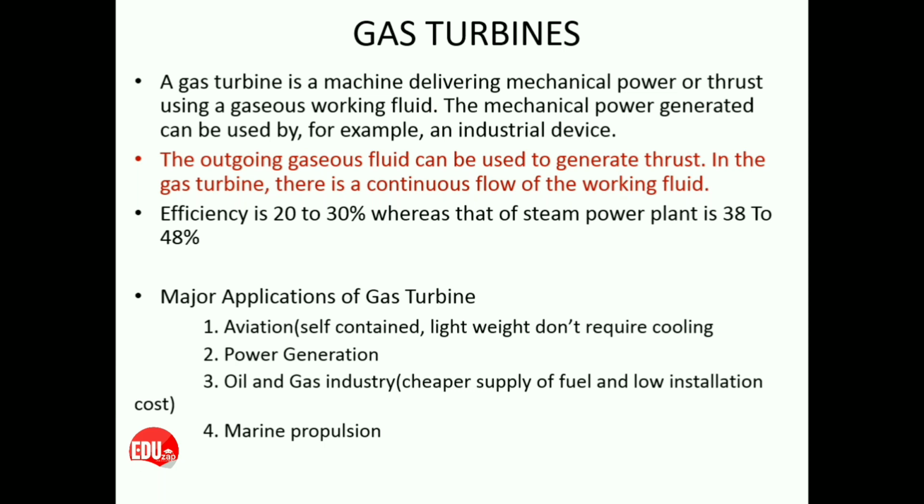For a gas turbine, the efficiency is around 20 to 30%, whereas that of a steam power plant is around 38 to 48%. And if we are looking at the applications of a gas turbine, it's used in aviation and power generation, oil and gas industry, and marine propulsion.